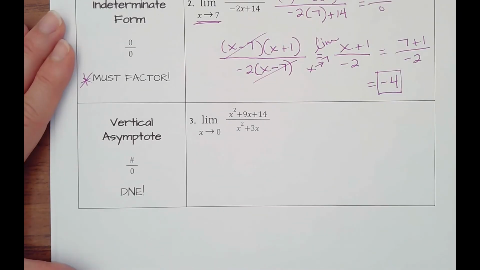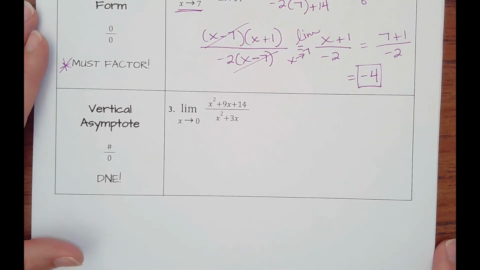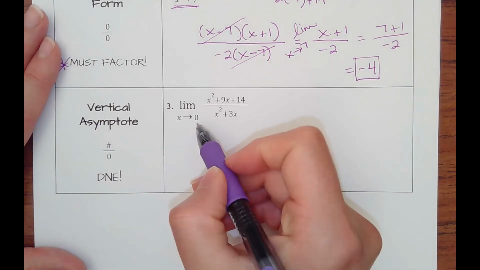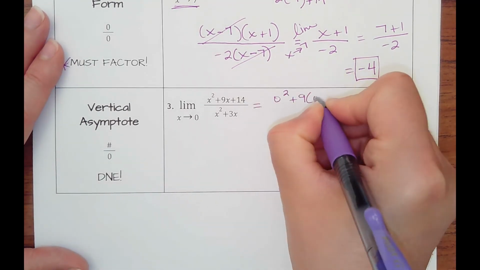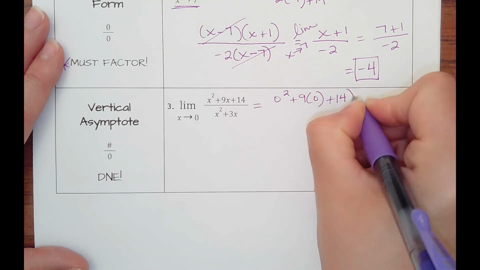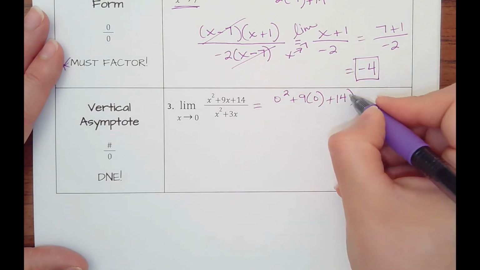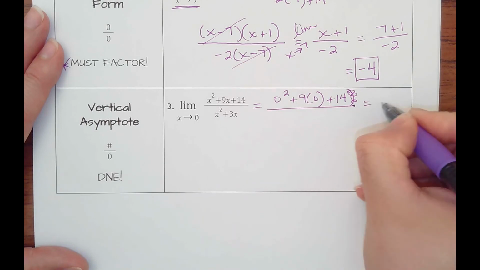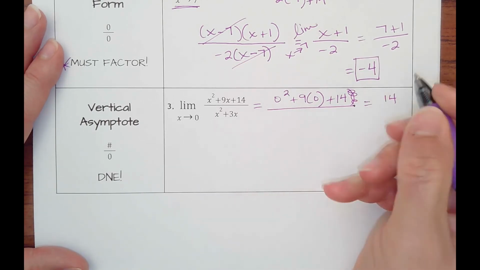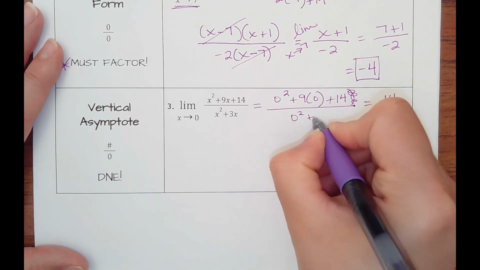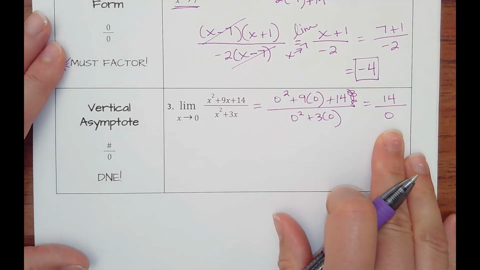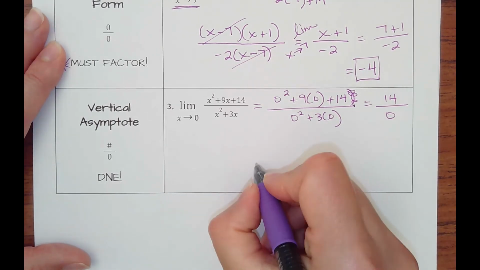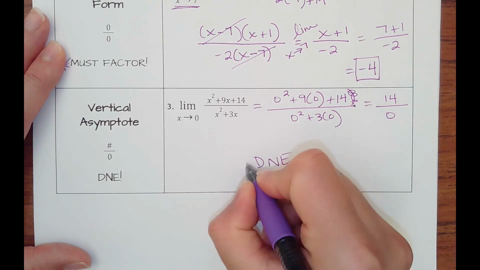Okay, and then the last thing that could happen is you get a number over 0. So I would try direct substitution first. That would be 0 squared plus 9 times 0 plus 14, which would be 14. And then the denominator would be 0 squared plus 3 times 0, so that's 0. That tells me right then and there that that does not exist automatically.